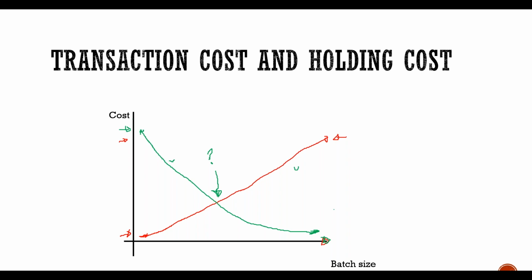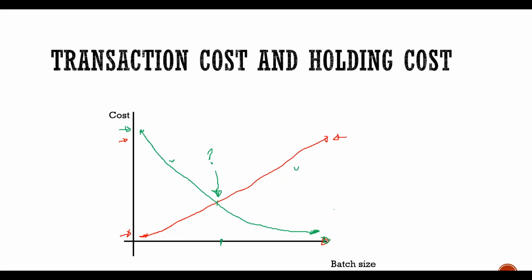So the optimum batch size is nothing but where these 2 points meet. This is my optimum batch size of the eggs which I need to buy, right? Now how do I compare this in our IT industry? When we talk about the IT industry, these eggs are nothing but the user stories or the work items which we are building, right?